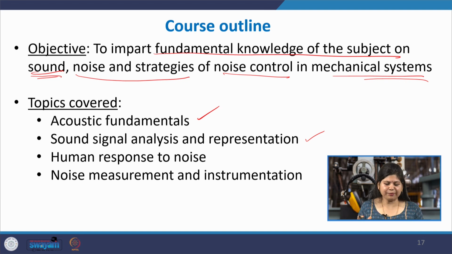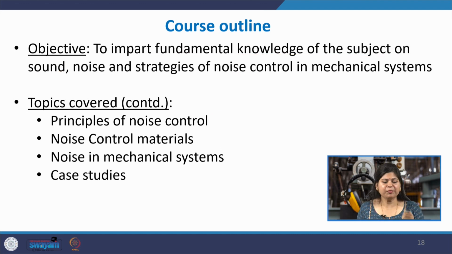Post this, we will do some sound signal analysis and representation, where we will see how the same sound is captured and represented in the form of a signal, and what kind of time domain and frequency domain analysis is usually done, especially in industries and by noise control engineers. Then the human response to noise will also be discussed: what we mean by loudness and pitch of a sound, how the human ear perceives sound, the need for filters, and the need for noise regulations in India. Everything related to the human aspect will be discussed here. Then how the same sound is measured, what kind of instrumentation you need, and what good measurement practices are will be discussed.